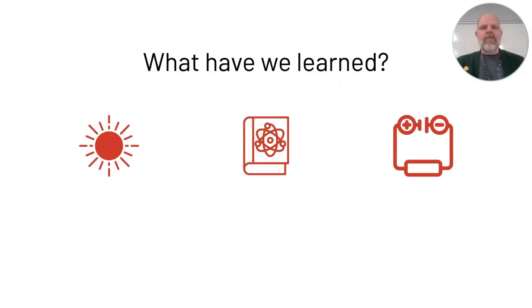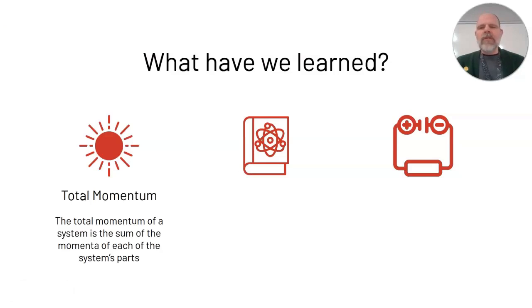Okay, so what have we learned in this video? We learned about total momentum. The total momentum of a system is the sum of the momenta of each of the system's parts. So if there are multiple parts to a system, the momenta of each part added together gives us the total momentum of the system.